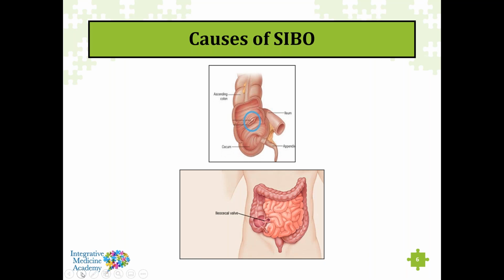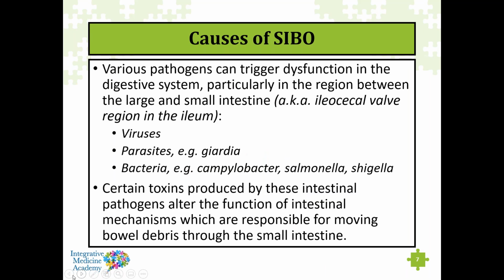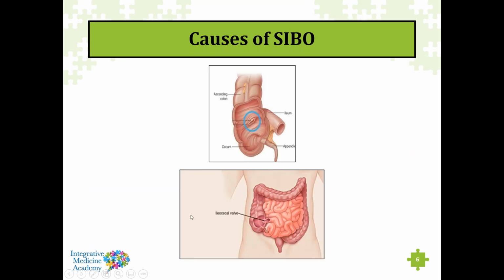So the common things, again, are GI issues secondary to hypochlorhydria, motility type disorders, recurrent use of acid blocking medication, and then anything that's going to disrupt the small bowel with regards to the ileocecal valve. So the ileocecal valve is that valve between the last part of the small intestine, the ileum, and the large intestine.